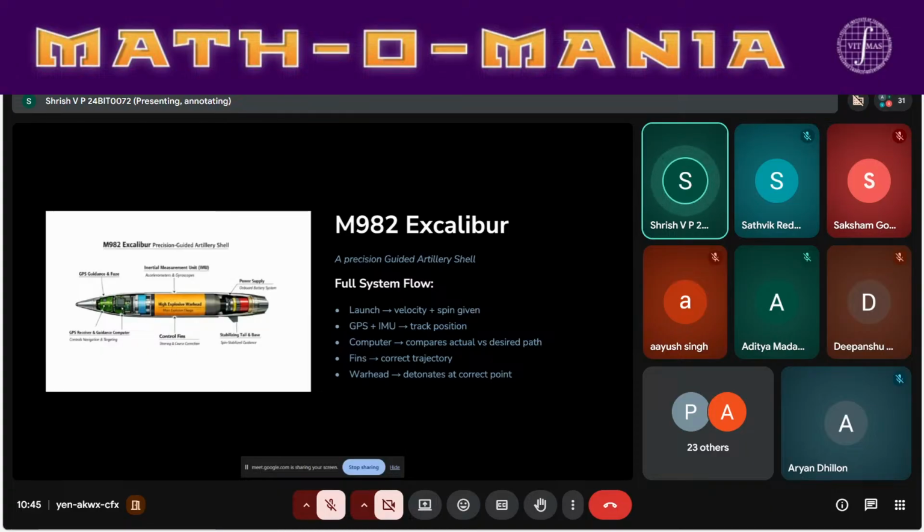And finally, the power supply. Every system needs power. Usually, a thermal battery is used here, which is activated after launch. This powers up the GPS, computer, and control systems. All these components work together to turn a simple projectile into a smart guided system. So a modern ballistic system is not just physics; it is physics with sensors plus computation plus control, and this is what makes high accuracy possible.